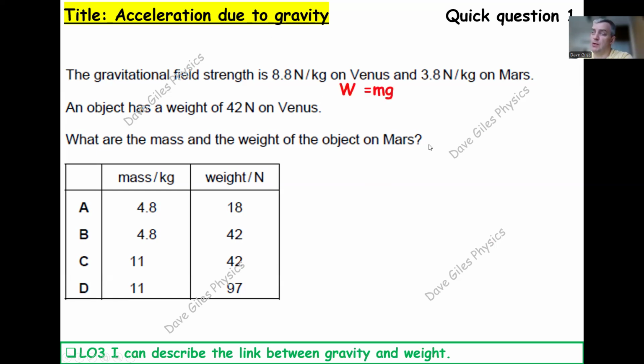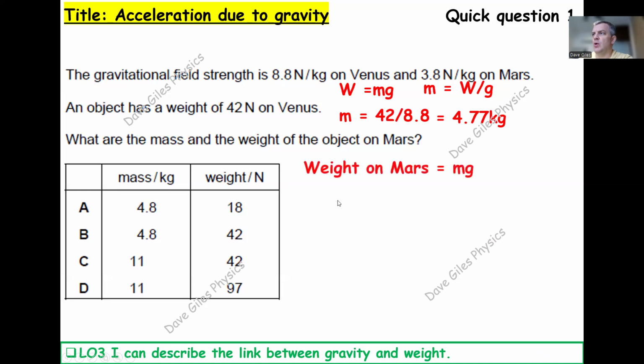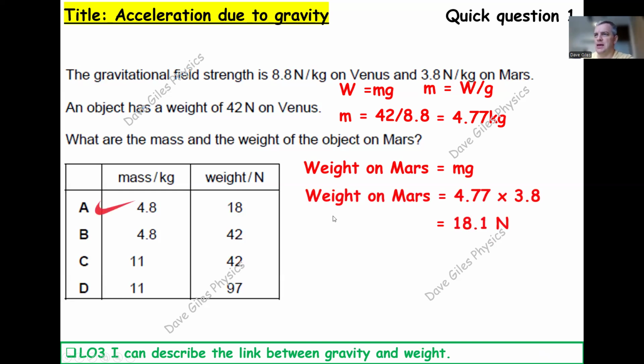So W is mg, m is W over g. So weight, 42. Gravity, 8.8. We get 4.77 kilograms. So we know now it's either A or B. So to two sig figs, it's 4.8. So weight on Mars equals mg. Mass is 4.77. G on Mars is 3.8. Multiply them together, you get 18.1. So the answer is A.